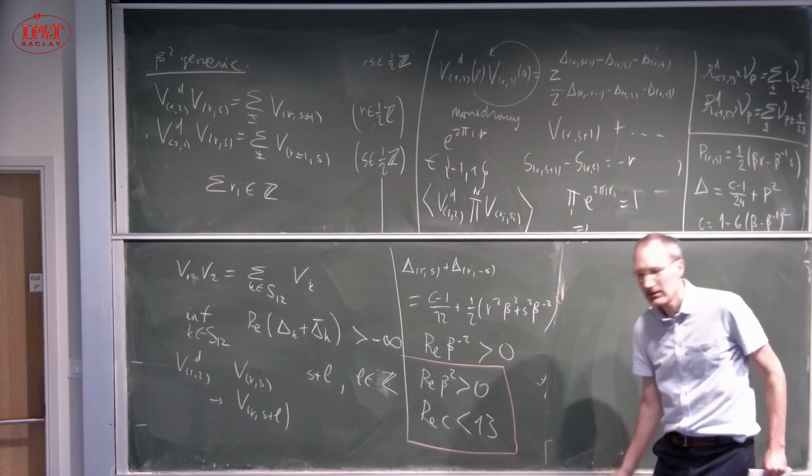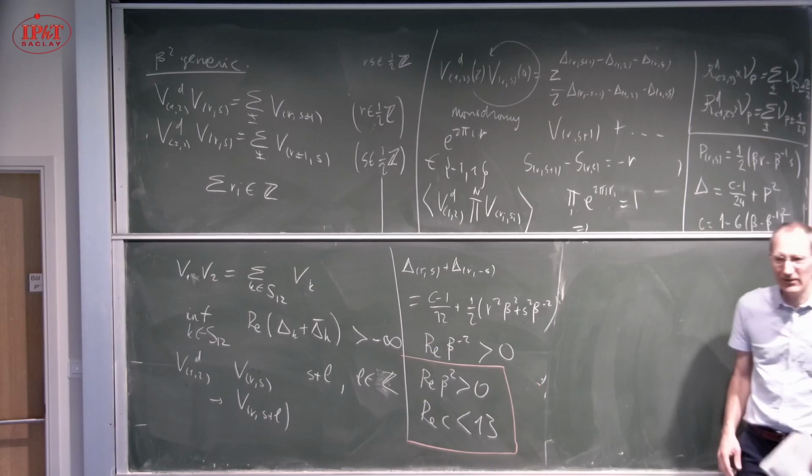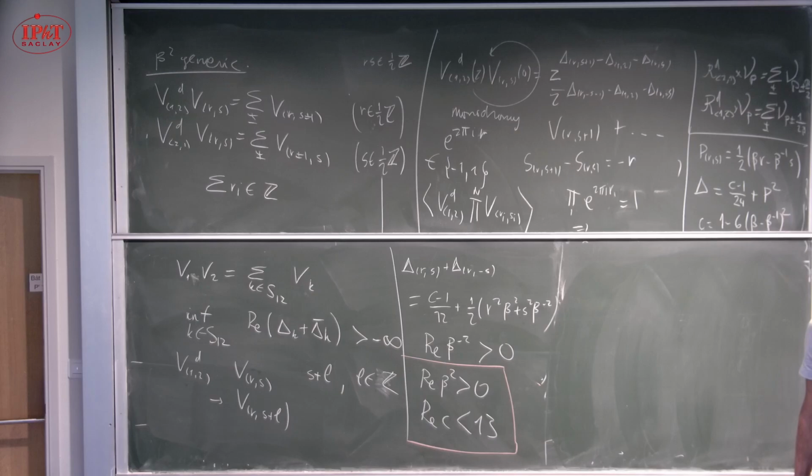So, any questions on that? Maybe just, we wouldn't really expect at large central charge to have the degenerate field anyway, because for C greater than one in a unitary theory, you cannot have V12.